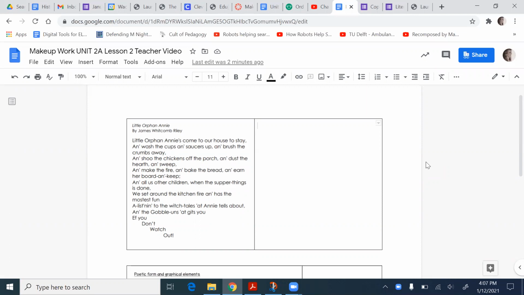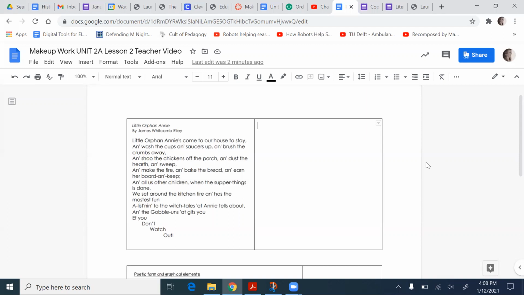Here we go. Today we are talking about how to read poetry for poetic form and graphic elements. So it's why the writer chose to write the poem the way it looks on the page. The form that they took in poetry is not just about the words, it can be about punctuation, line length, just the way it's arranged on the page. So you can use the space and how you put it there to say as much as the words themselves.